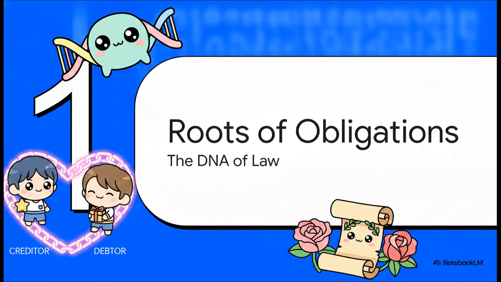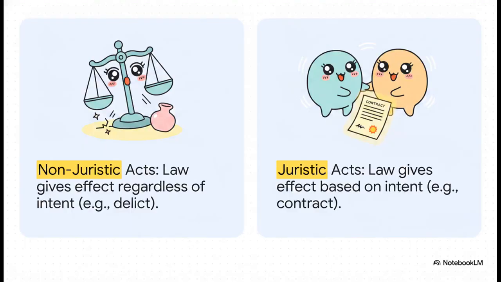All right, Section 1, Roots of Legal Obligations, the DNA of law. To really understand South African contract law, we have to look at its Roman-Dutch DNA. You see, an obligation creates a literal legal tie between people, and these ties split down 2 totally different paths. On one side, we have non-juristic acts. This is where the law imposes an effect entirely regardless of your intent. Think of a delict, like if you accidentally cause a car crash and harm someone. You didn't intend to be legally bound to pay them, but the law says you are.